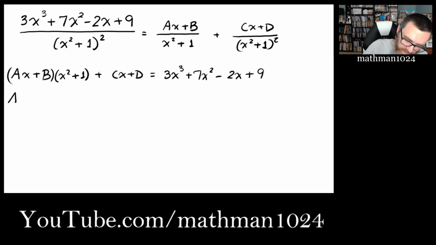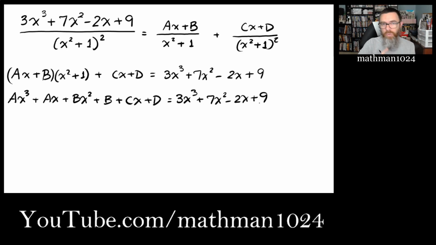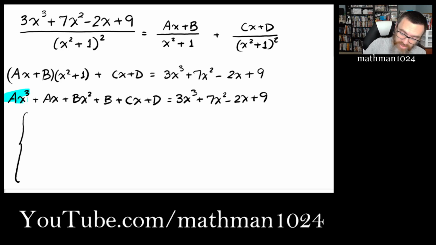So when I FOIL this first piece, I have ax to the third plus ax plus bx squared plus b, and then this is just cx plus d. You can't do anything with that. And nothing on the right side of the equation changed. But now we'll start to see that this works out to be just a little bit nicer than the last one. Because when I look at things that are x to the third, there's x to the third and there's x to the third. There's nothing else. So it means that a equals 3.